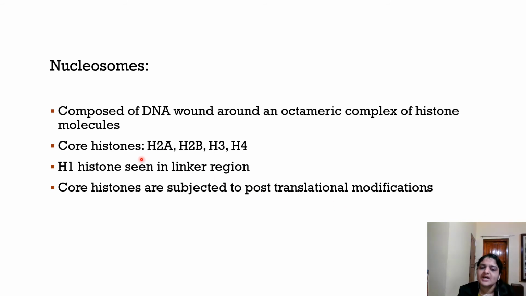So the core histones are H2A, H2B, H3 and H4, out of which H2A and H2B form dimers and H3 and H4 form tetramers. And H1 histone is seen in the linker region. All these points are usually asked in the exam.